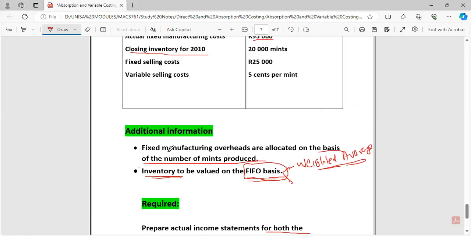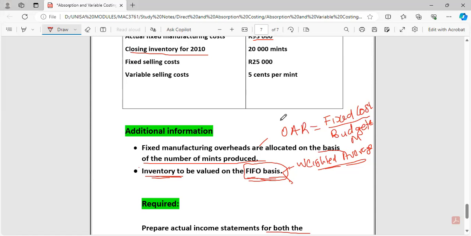This is what is going to guide you in how you allocate fixed manufacturing overhead. Here they say fixed manufacturing overheads are allocated on the basis of the number of units produced. So when you allocate on the number of units produced, you are going to have your overhead absorption rate. Your overhead absorption rate is going to be your fixed cost over budgeted manufacturing units.